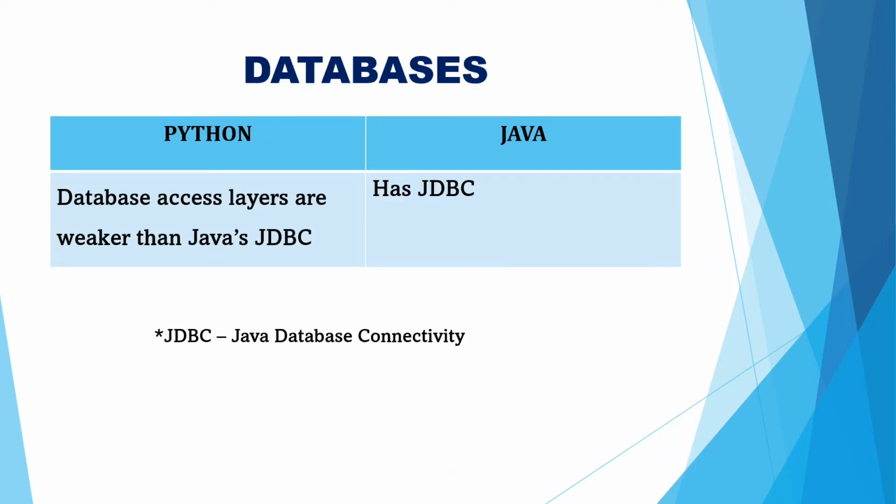Now we'll see how it differs with database. Java has JDBC, that is Java Database Connectivity, which is more popular and widely used for connecting with databases. Python's database access layers are weaker than Java's JDBC, because of which it's rarely used in enterprises.